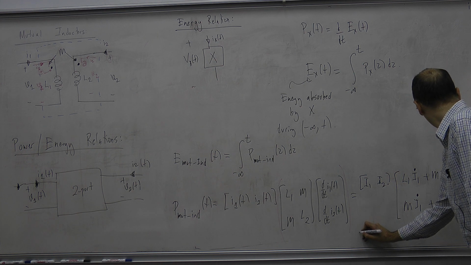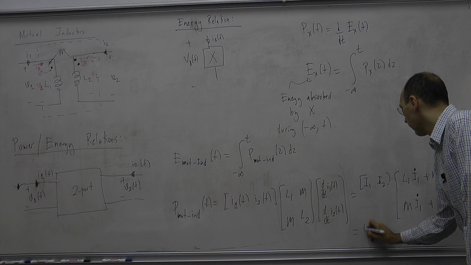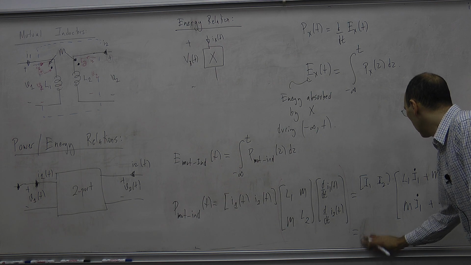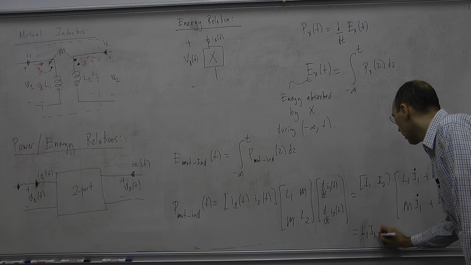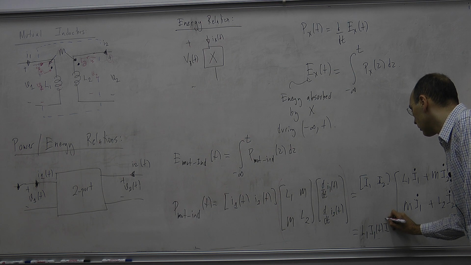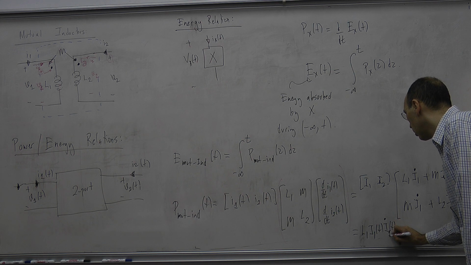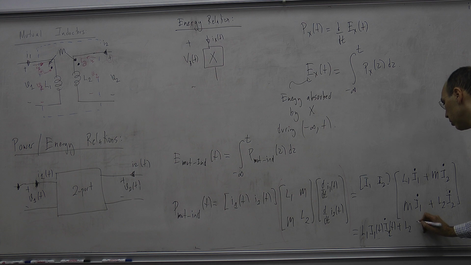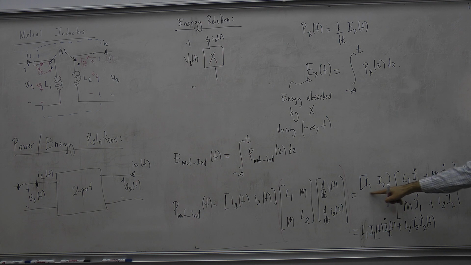So what do I have? If I have this, I have L1 I1 of t, I1 dot of t plus L2 I2 of t. Now I'm doing this multiplication. I1 is multiplying the first element, L1 I1 dot, and I2 is multiplying the second one. So I have 4 terms, as you see.